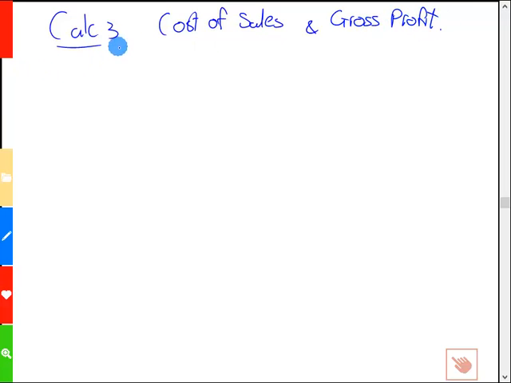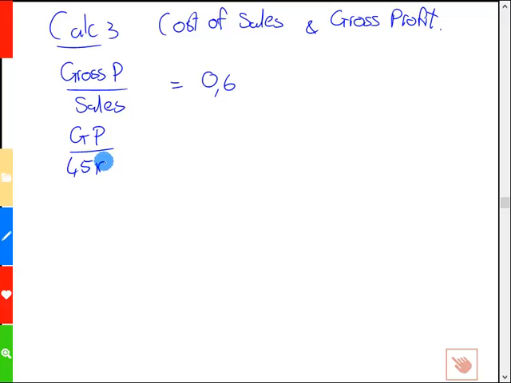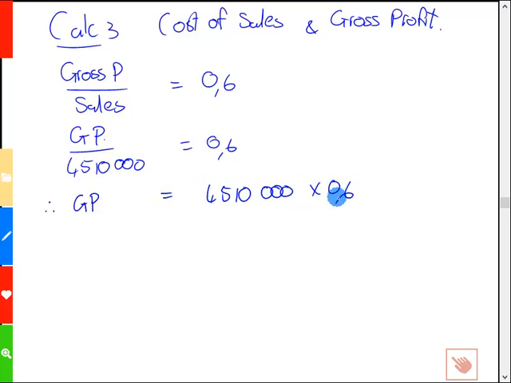Right. So, first thing, we know that the gross profit margin over sales is equal to 0,6. Okay. So now we've got the sales, so we know that the gross profit over 4510 equals 0,6. So gross profit, simply going to calculate as the missing figure. Therefore, gross profit is equal to 4510 multiplied by 0,6, and you're going to get the answer of 2706000.